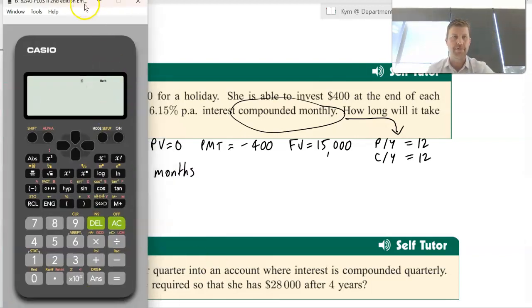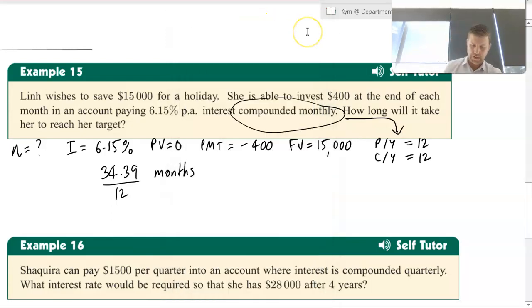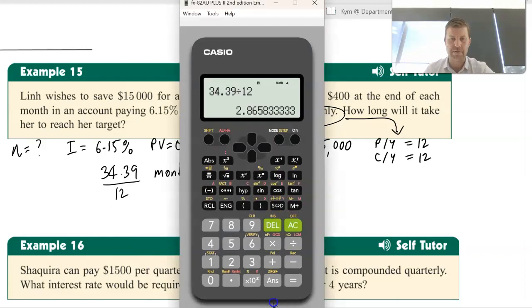So 34.39 divided by 12 is, let's go to 2 decimal places, 2.87 years. Now remember, 0.87 of a year is not 8 months. Okay, so I'm going to convert that decimal part there into months. All right, so to do that, I'm just going to go 0.87 times by 12 because there are 12 months in a year. And it tells me that my answer is 10.44.